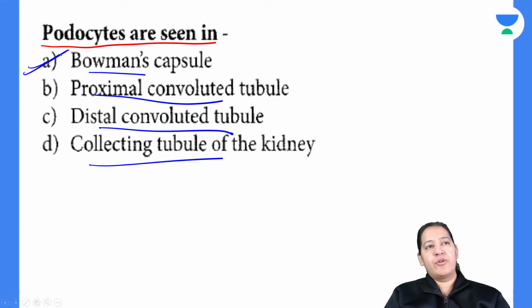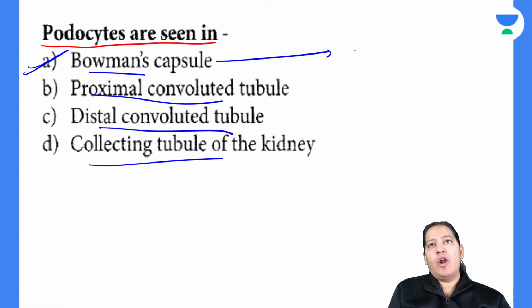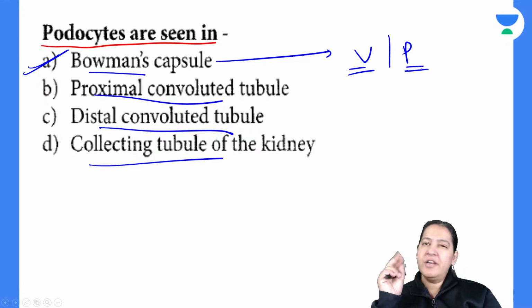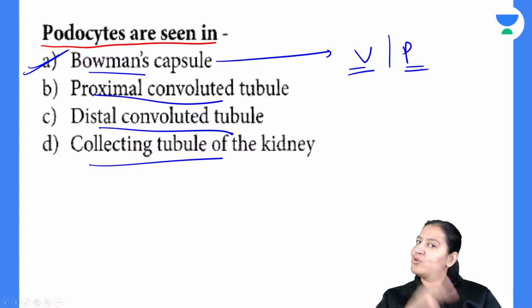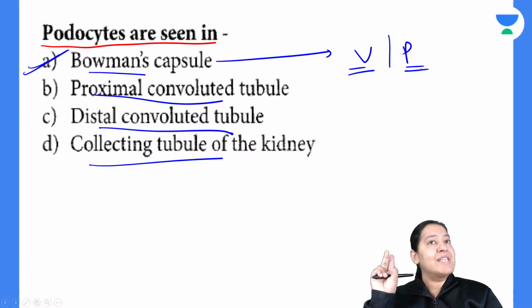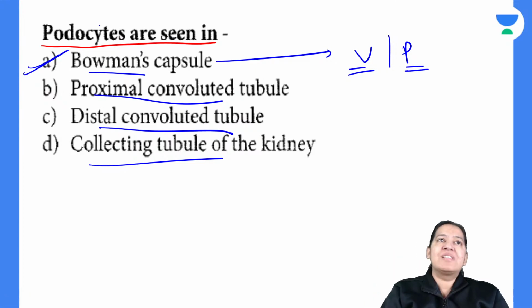So Bowman's capsule. Rishinika, Bowman's capsule, which lining? Visceral or parietal? Podocytes, visceral epithelium or parietal epithelium? I am giving you two options, so I am making the question a little bit difficult. Is it the visceral epithelium of Bowman's capsule, or is it the parietal epithelium of Bowman's capsule, which is labeled as podocyte?